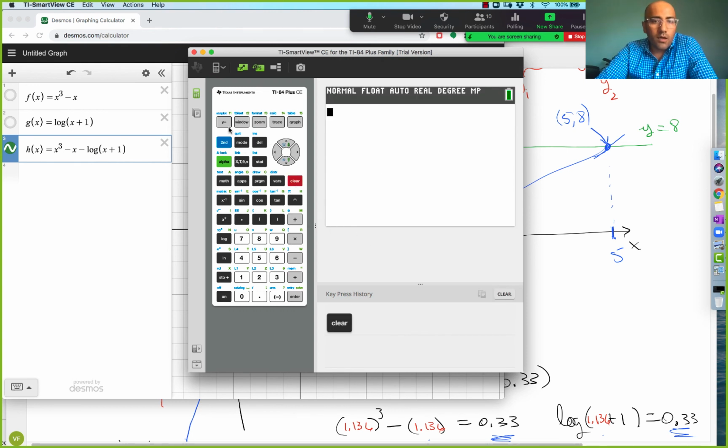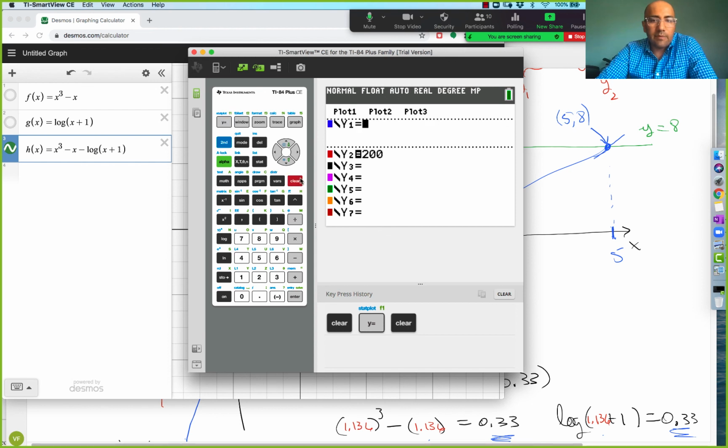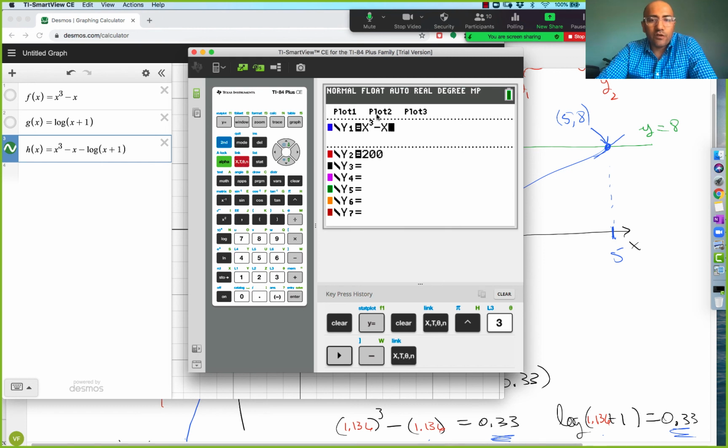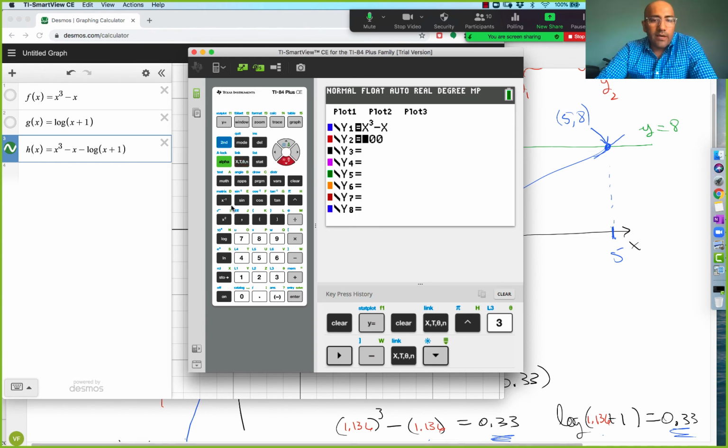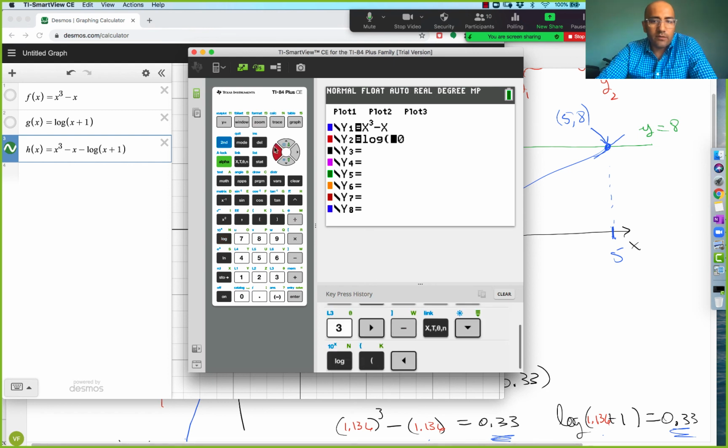Okay, so we're going to go over to y equals, and you have to type in your equation. So let's type in x to the power of 3 minus x. If you have an older version, you have to be careful with all these exponents, so wrap things in parentheses. Then we have log base 10 of x plus 1. Oops, I mean the next one, so x plus 1. Okay.